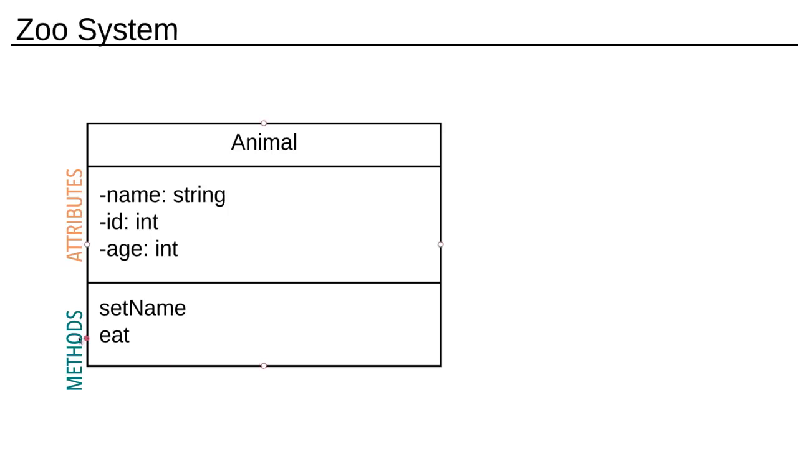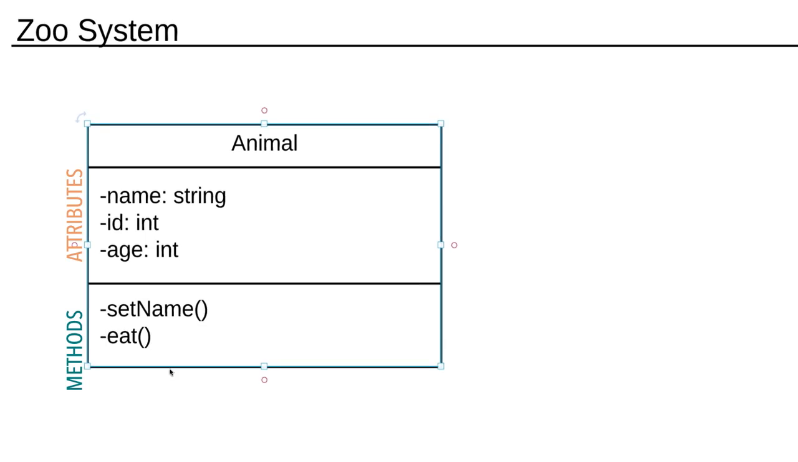Methods also need to be formatted a certain way. You start with visibility, which we'll talk about next, then the method beginning with a lowercase letter. Next, you put parentheses to signify the function you're going to program later. You can also add variables and the data type in here, but in most cases, it's not really necessary. We'll add visibility in parentheses to the eat method as well.